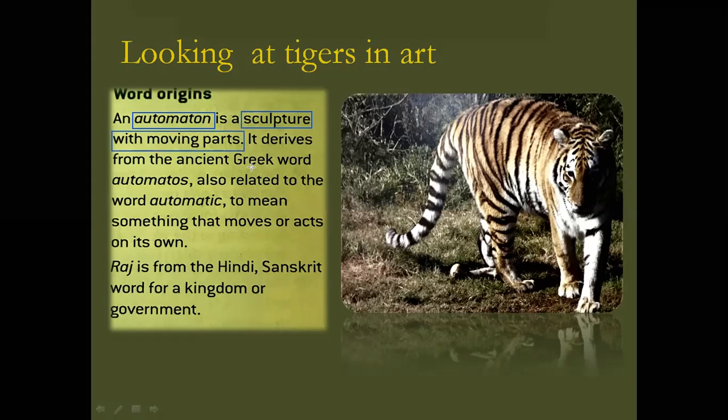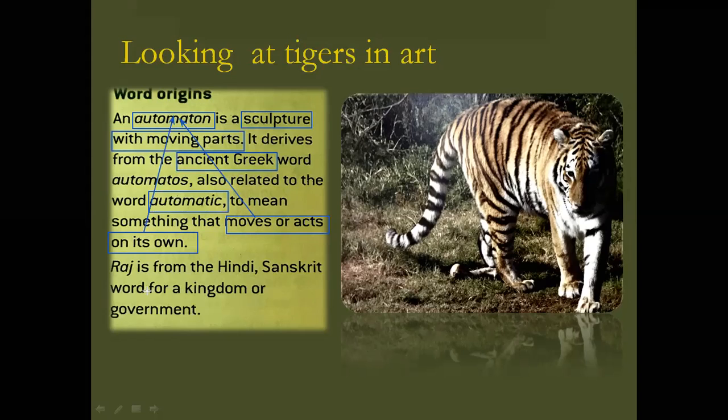It derives from the ancient Greek word automatos, also related to the word automatic. For example, in daily life we use a car, right? An automatic car. Why do they call it automatic? Because it moves itself, right? So the root is from Greece, which is automatic. But what does it mean? It means that it moves or acts on its own. That's what it means. Automatic, automaton: that moves and acts on its own. You see that?